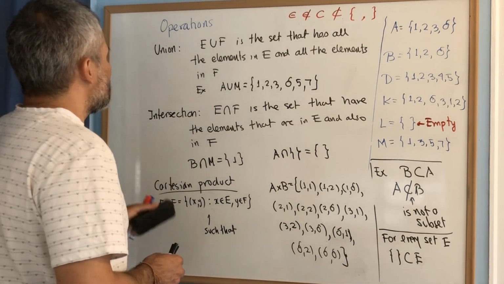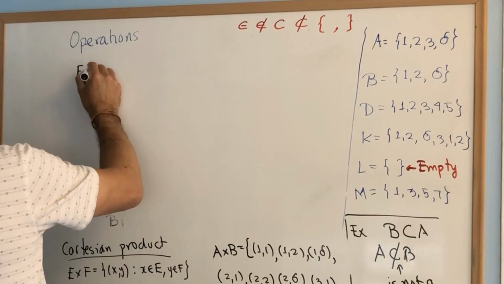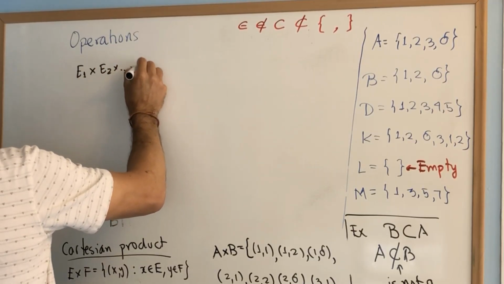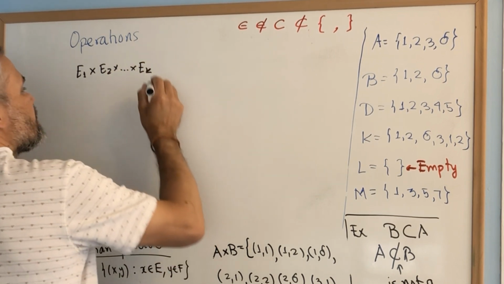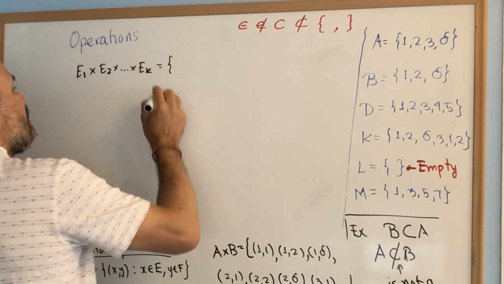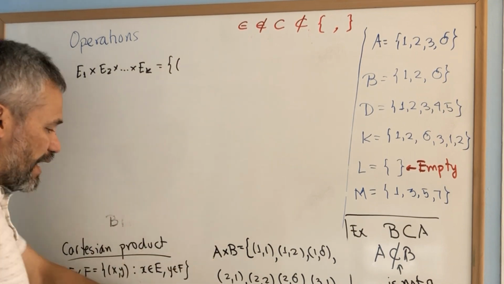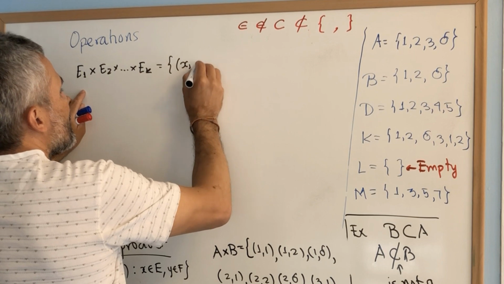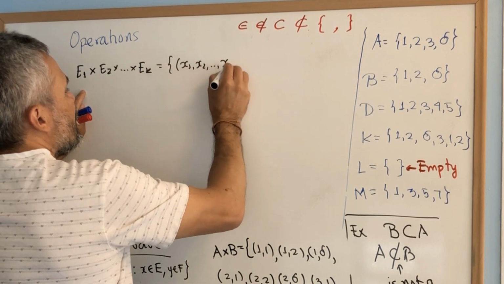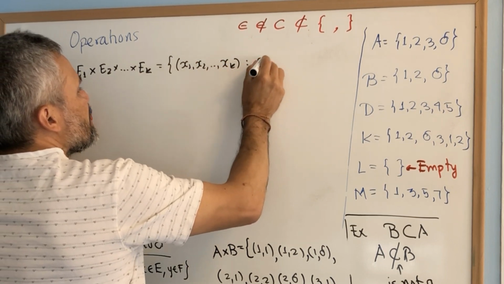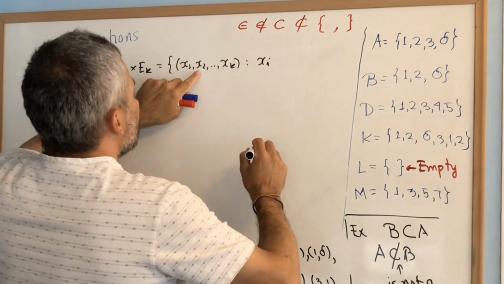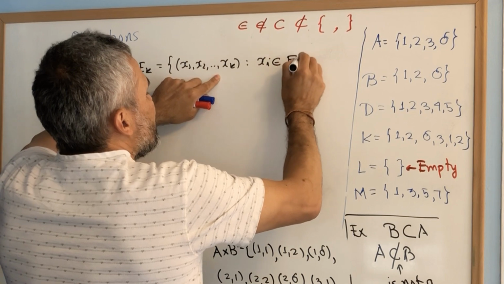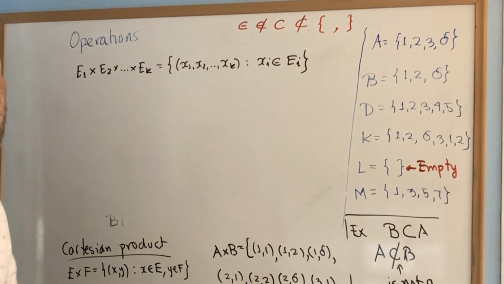Then we have the Cartesian product E1 Cartesian product with E2 Cartesian product with Ek. Then in this case the Cartesian product would be the set of n-tuples, let's say (x1, x2, ..., xk), such that the ith entry is an element in Ei. Let's do an example.